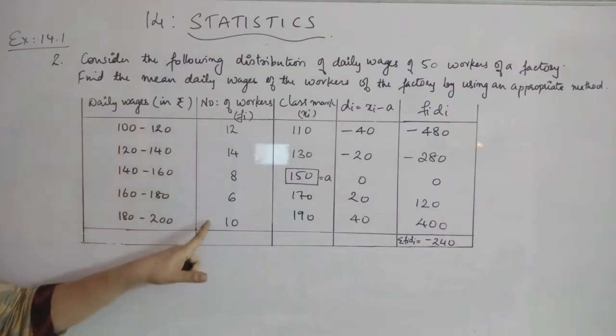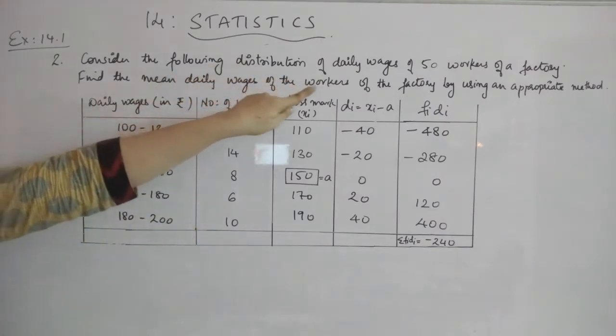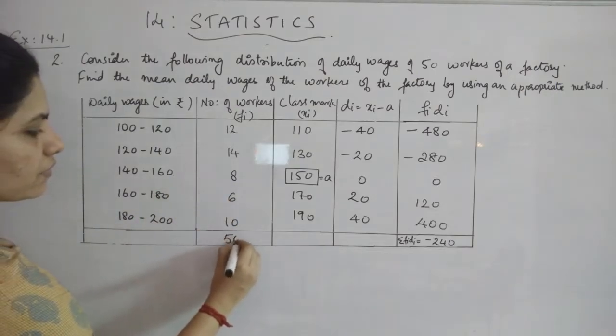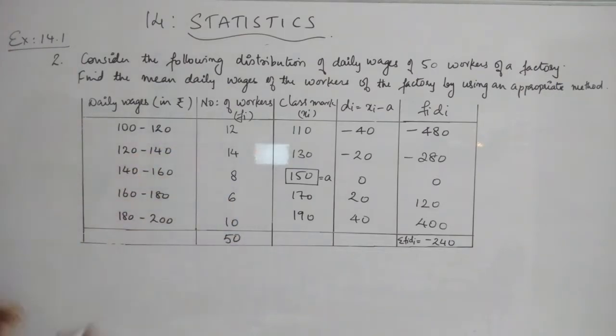And what is the sum of all these frequencies? That is again given in the question. Just see, it is 50 workers' wages. So you can write here directly 50. You can just calculate, you will get 50 only. So this is acting as your sigma Fi.